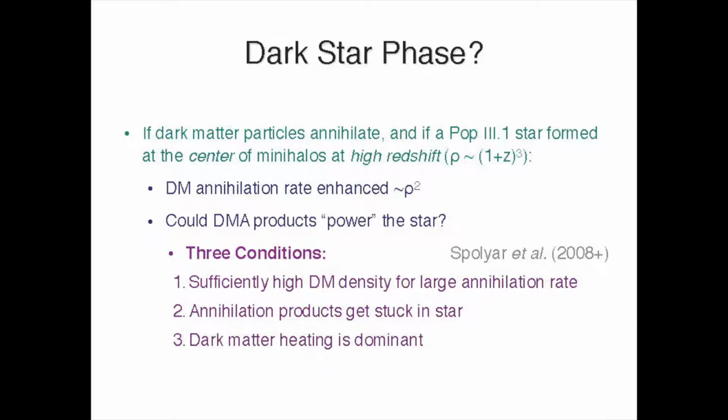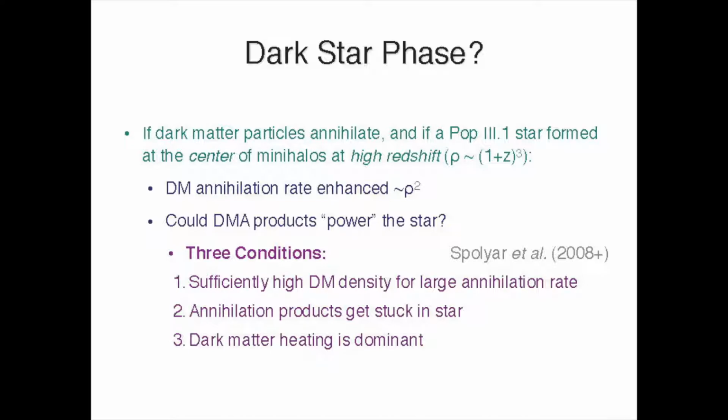Okay, so what is a dark star? If we're talking about the dark star phase, we should think about when these objects were forming. The picture you should have is a baryonic object forming in the center of a dark matter mini-halo. If dark matter annihilates, the annihilation rate is enhanced by the density squared.